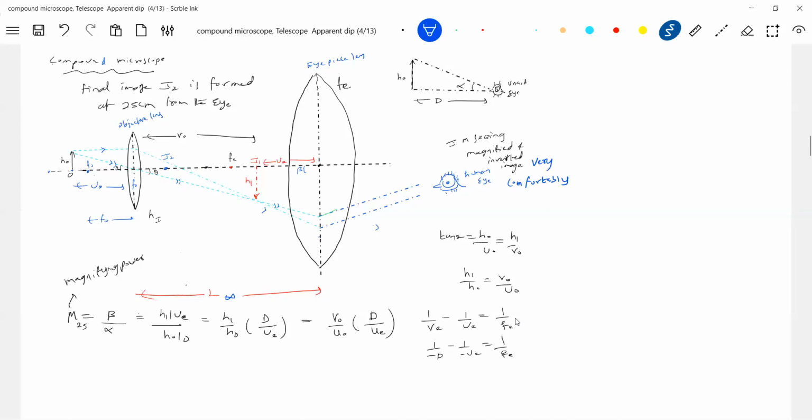He will put one more comment. What is the one more comment? Very comfortable. Earlier it was only a magnified and inverted image. Now it is a magnified, inverted image, and very comfortable. Why very comfortable? Because the rays will now enter parallelly. Final image I2 is formed at infinity.